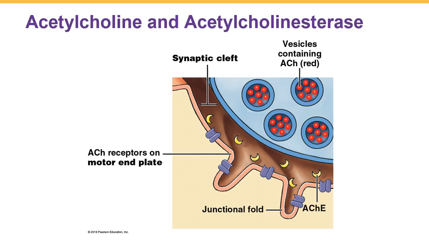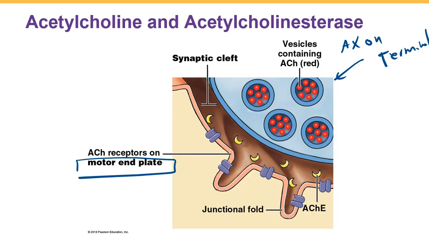Okay, let's see what is actually happening here. This is a bigger picture of the neuromuscular junction. We zoomed in here, and you can see the neuron side here. This is the axon terminal. And this is the muscle side, where we have the motor end plate.